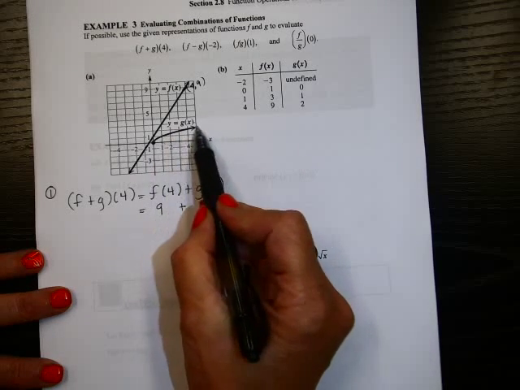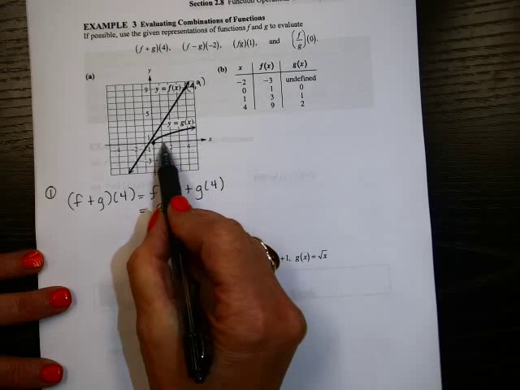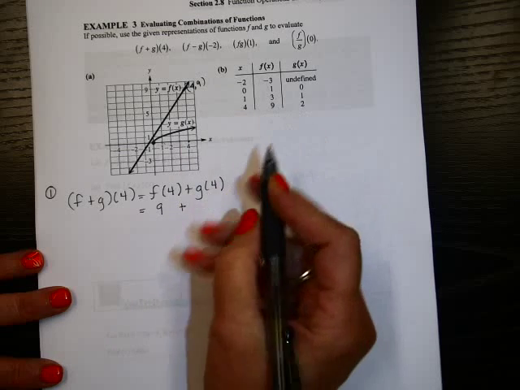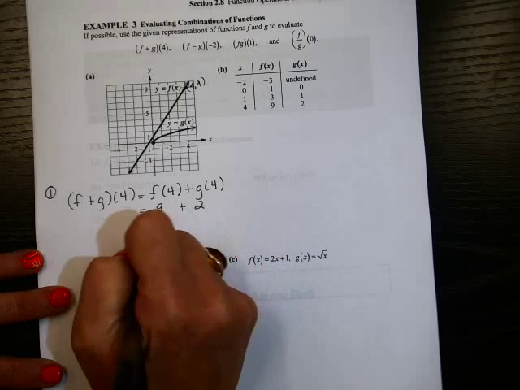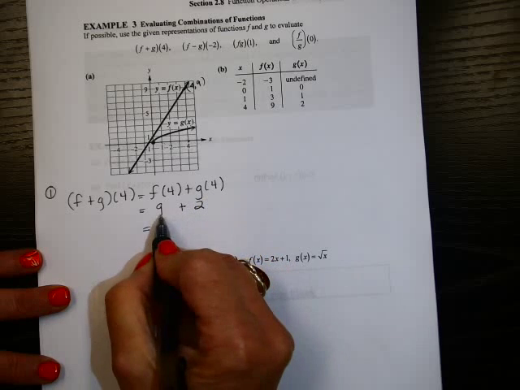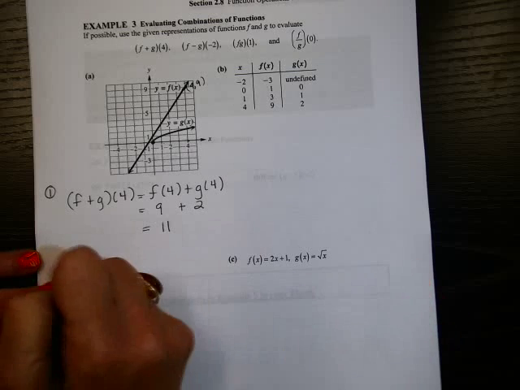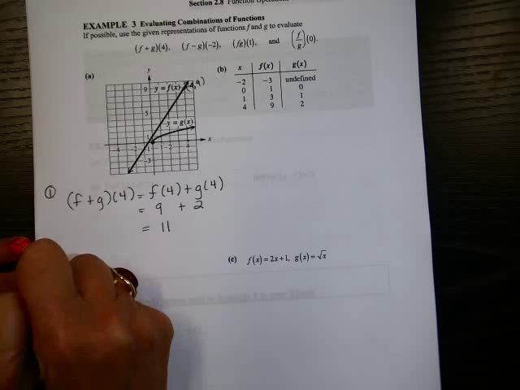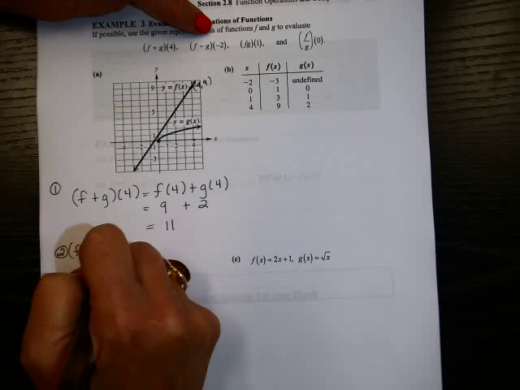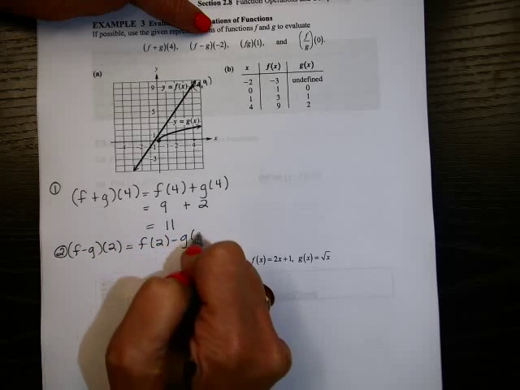Now you can find g of 4. This is your g of x. You want to go to where x is 4 and find the y that goes with it, and that is 2. So f plus g of 4 means f of 4 plus g of 4. In this case, that's 9 plus 2, which is 11. Let's look at number 2, which is f minus g of 2. That means f of 2 minus g of 2.